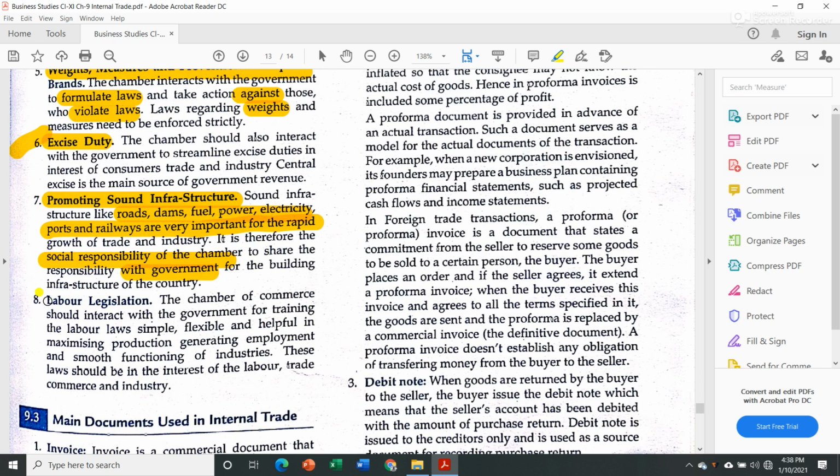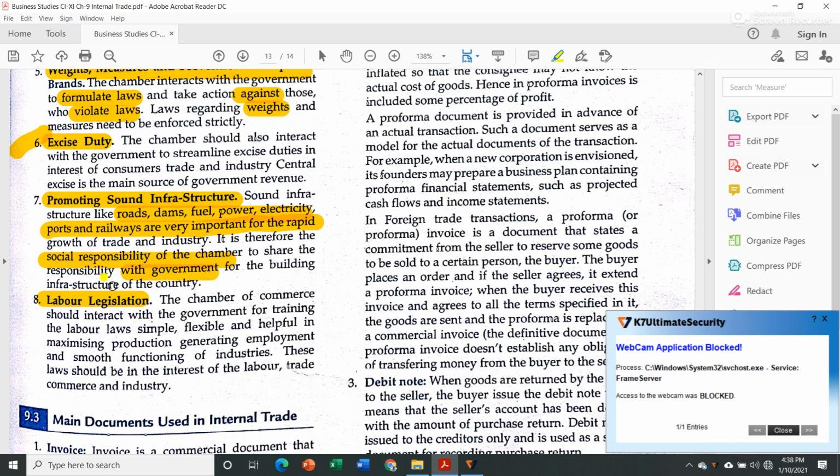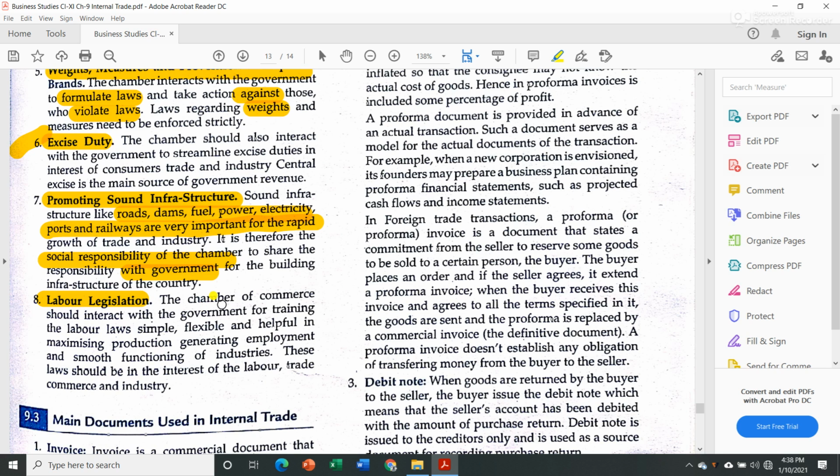And the last one is labor legislation. Means no business is free from labor. Every small or big business needs laborers. So in order to see whether laborers are getting exploited by the businessmen, labor legislation has been introduced so that the laborers also get fair wages and are not manipulated by the businessmen. The Chamber of Commerce should interact with the government for making the labor laws simple. Means there can be some laws which are made and enforced for labor, but if the laborers are not able to understand those laws, then they cannot get the benefit out of those laws.